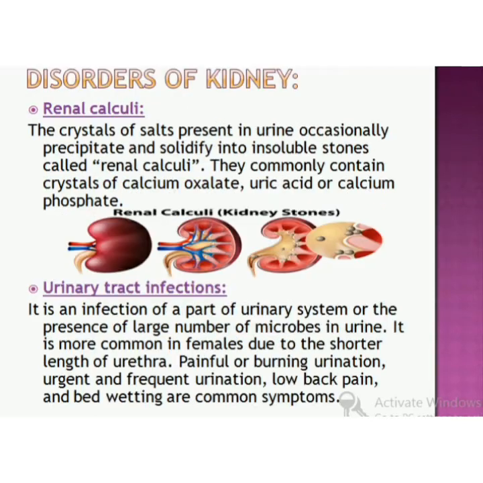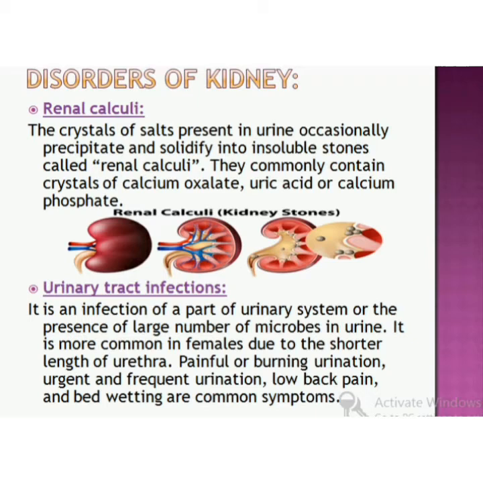Then we have disorders of the kidney. First of all, we have renal calculi. The crystals of salts present in urine occasionally precipitate and solidify into insoluble stones called renal calculi. They commonly contain crystals of calcium oxalate, uric acid, and calcium phosphate.